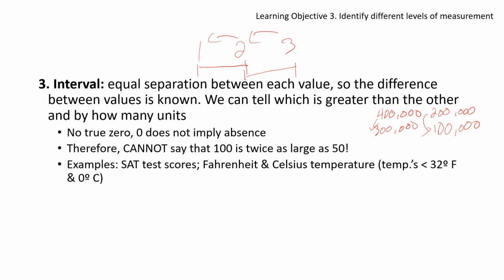Some examples here: SAT test scores, because they range from a minimum to a maximum, but the minimum is not a zero, so there's not an absence of. Fahrenheit and Celsius temperature: a temperature of 0 does not mean the absence of heat. 0 degrees Fahrenheit is not the absence of heat, and 0 degrees Celsius is not the absence of heat. When we're talking about temperature, what we're basically measuring is levels of heat. A measurement of 0 on Fahrenheit and Celsius is not an absence of heat, so it is not a true zero.